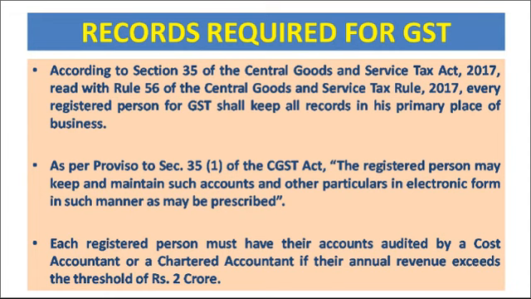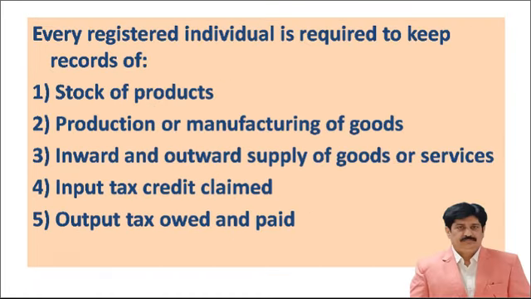As per the proviso to Section 35 subsection 1 of the CGST Act, the registered person may keep and maintain such accounts and other particulars in electronic form in such a manner as may be prescribed. They need to maintain them in electronic form also. Each registered person must have their accounts audited by a cost accountant or chartered accountant if their annual revenue exceeds 2 crores. See, now let us understand what records are required.